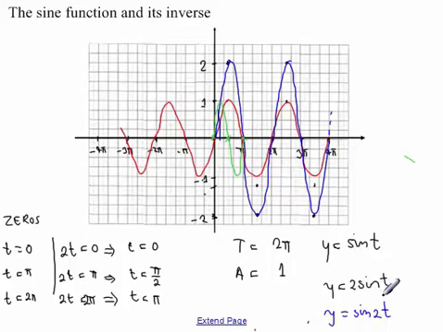Are we together? Once we've seen the effect of angular velocity and the amplitude, now we can start playing around with things like this. We can take graphs like y equals 3 sine 4t. Everybody must be able to sketch this kind of graph. All together? Okay.